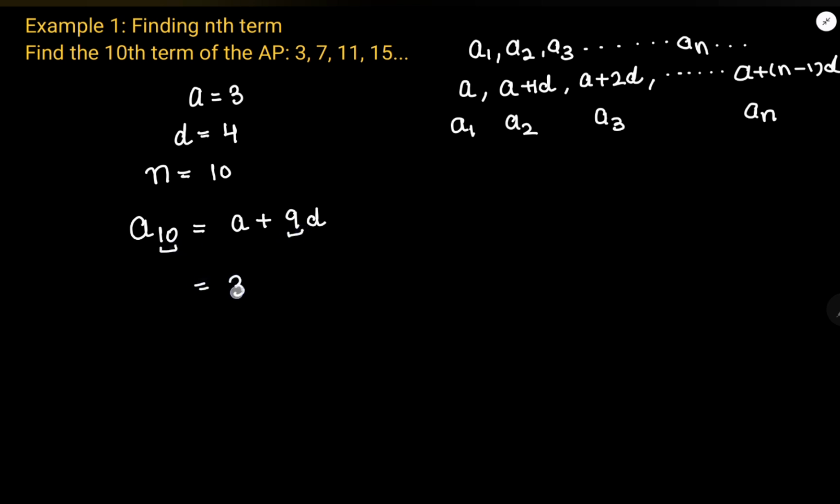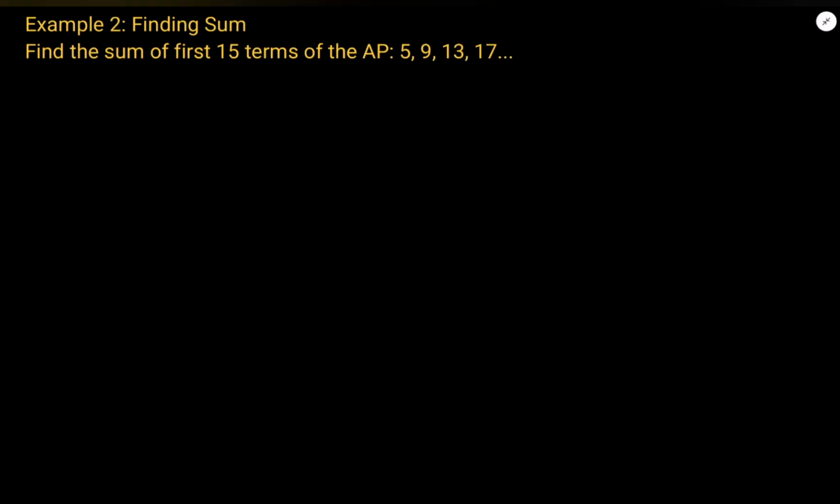So A means 3. 3 plus 9 times 4. It is equal to 3 plus, what is 9 times 4? 36. So that means the 10th term is equal to 39, right? Then we have the second example, finding the sum.